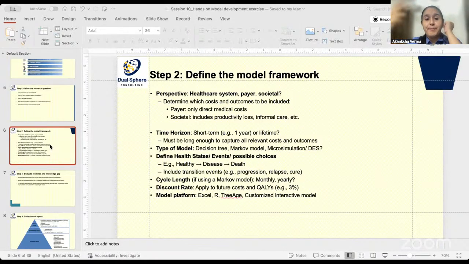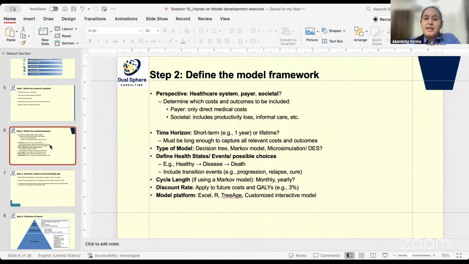The cost a patient pays who goes to a private hospital or private diagnostic center for a test would be very different from the cost which a hospital is actually paying for that particular test, right? So in this way, the perspective is very important.